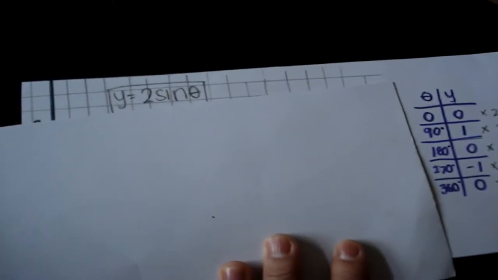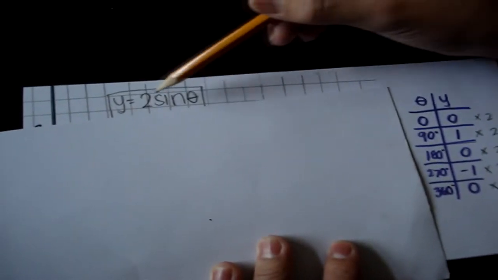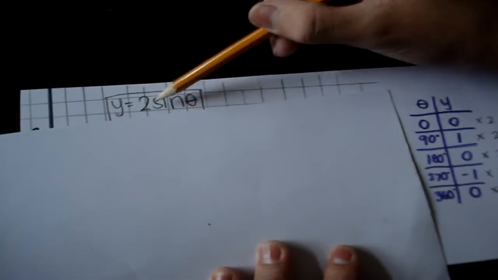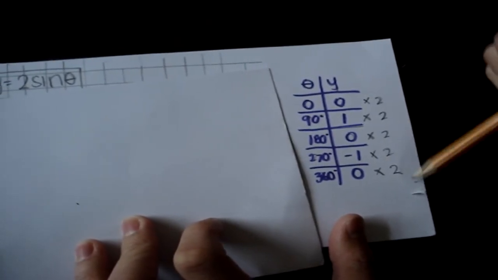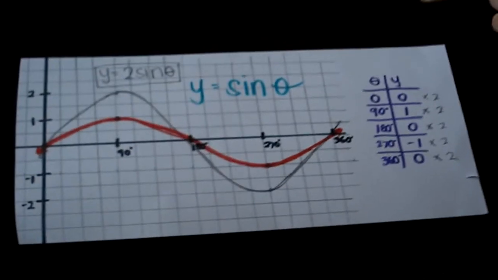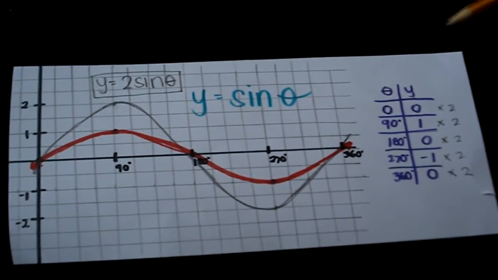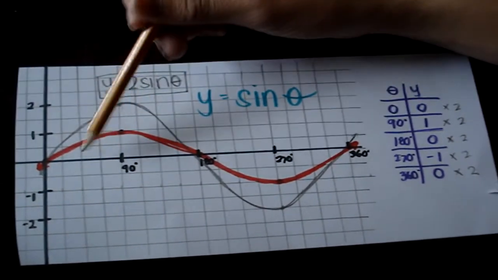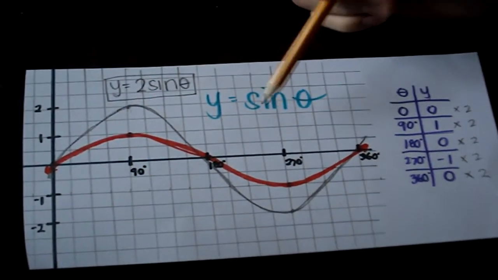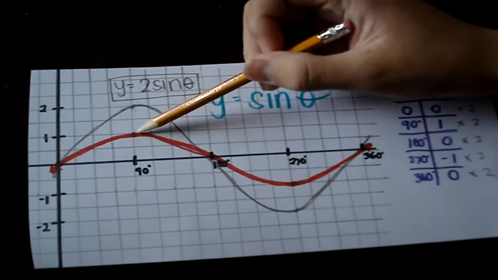Next, we're going to talk about the amplitude. The amplitude is represented by the coefficient before sine or cosine. So you would multiply the numbers in the y column by 2. After that, you'll just plot the points. Basically, the humps are measured from the center. As an alternative to multiplying the y column by 2, you can count 2 units up or down from the center of each hump.